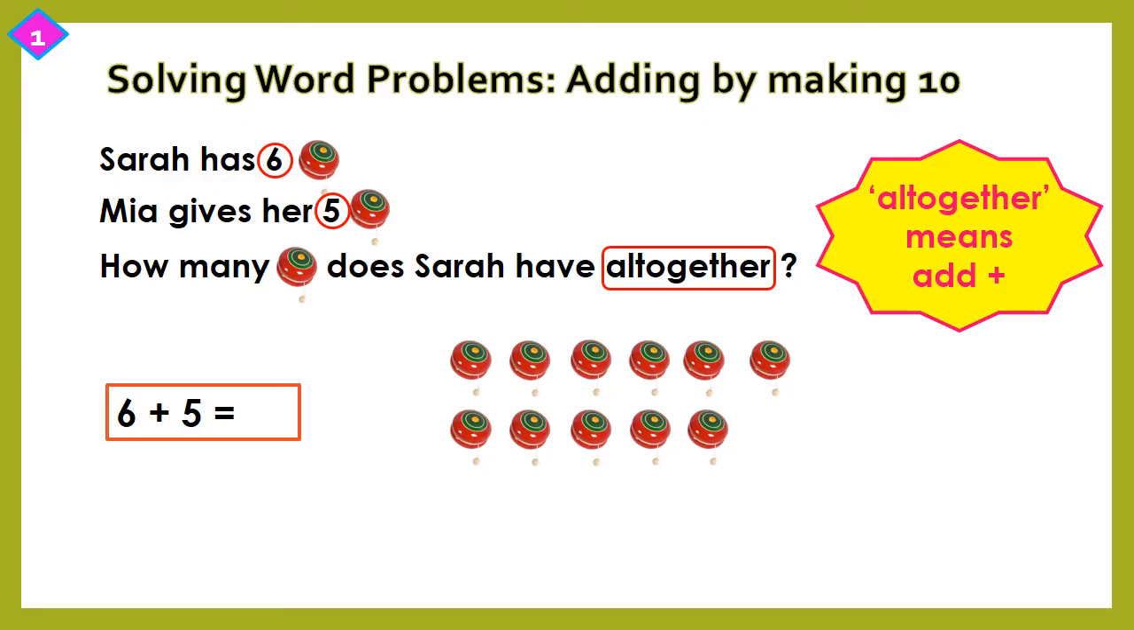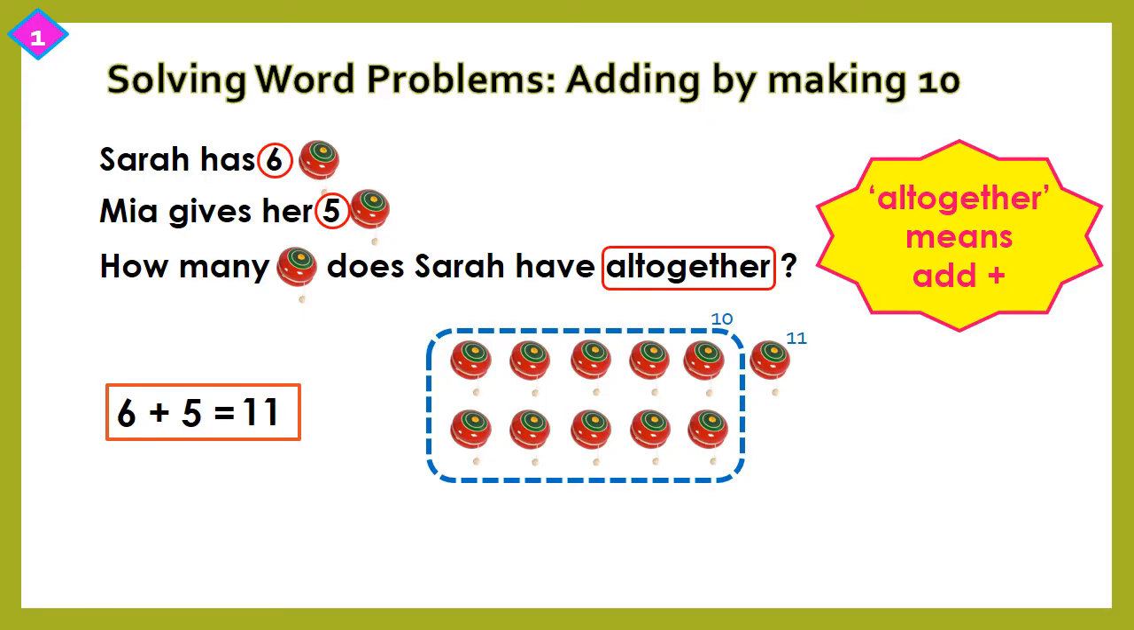Now let's add them by making 10. First, we have to circle to make 10. Next, let's count up from 10. 10, 11. The answer is 11. 6 plus 5 is equal to 11. Therefore, Sarah has 11 yo-yos altogether.